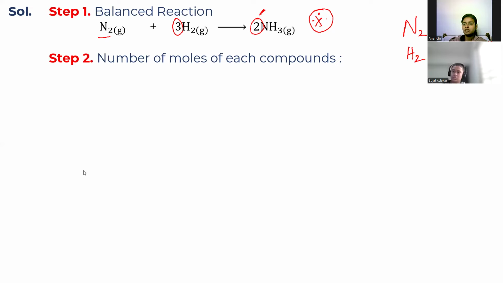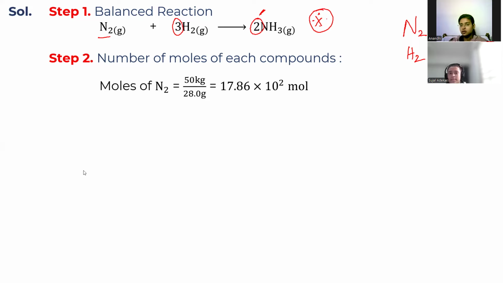Now to find out the number of moles of nitrogen, what you need to do? Given mass divided by molar mass. The given mass is here. What is the molar mass of nitrogen? It is 14 plus 14, so it will be 28. So 50 divided by 28 is going to give you 17.86 into 10 power 2 mole. In the same way, find out for hydrogen also.